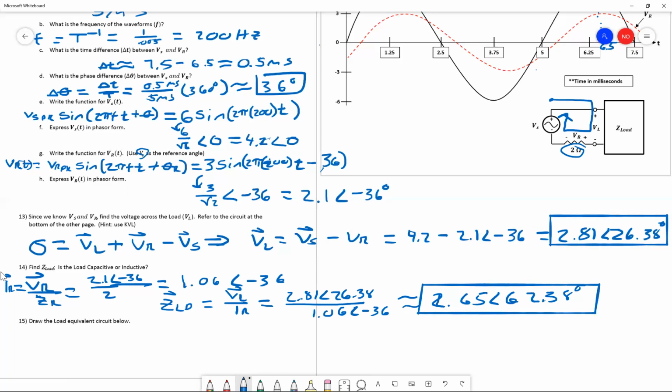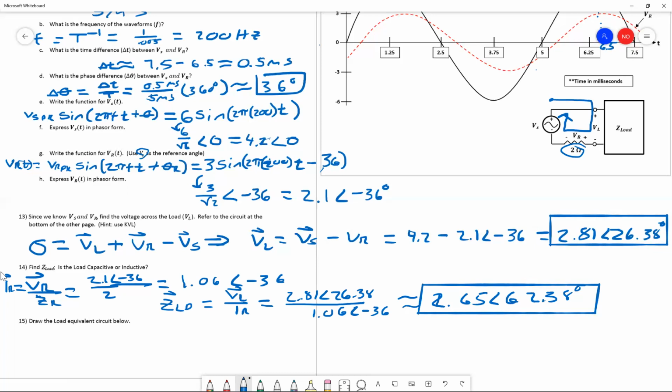Before we move on to problem 15, they wanted to know if the load is inductive or capacitive. That's a good question for you. Remember, we use ELI. So in this case, we have a load. We could actually do this multiple ways.